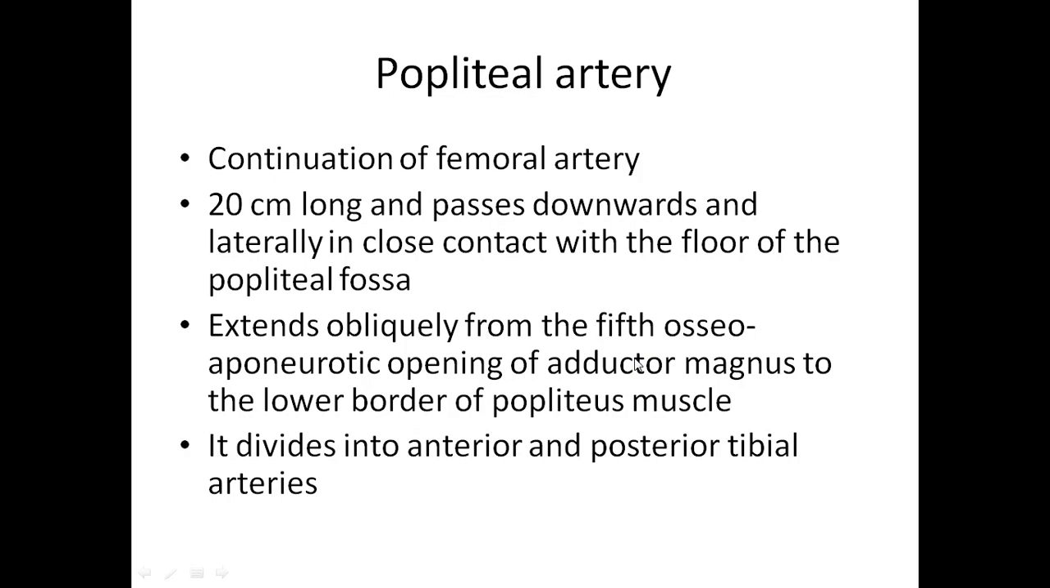In the adductor magnus, there will be 5 openings. 4 openings are there for the perforator arteries. The fifth opening is really large, so we can call it the hiatus magnus of adductor magnus. So the femoral artery continues down through the adductor magnus and becomes the popliteal artery. It ends at the lower border of the popliteus muscle and has two terminal branches. They are the anterior tibial and posterior tibial arteries respectively, because one passes in front of the tibia while the other passes behind the tibia.